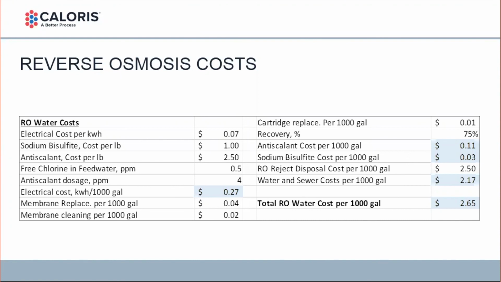Using the reject disposal cost per 1,000 gallons of $2.50, we arrive at a water and sewer cost of $2.17 per 1,000 gallons. So add it all up, and the cost to run that RO is $2.65 per 1,000 gallons.